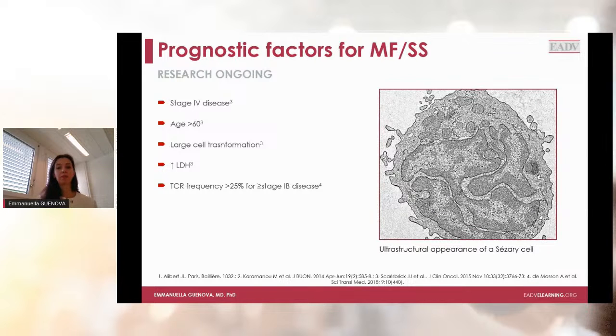Prognostic factors for mycosis fungoides or Sézary syndrome are currently still being vigorously analyzed. What we know so far is that stage 4 disease, that means erythroderma and blood involvement, age above 60, large cell transformation in mycosis fungoides, or LDH in both diseases, as well as T-cell receptor frequency above 25% for stage 1B disease and above, detected by high-throughput sequencing methods, are significant bad prognostic factors from the ones that have been analyzed so far.